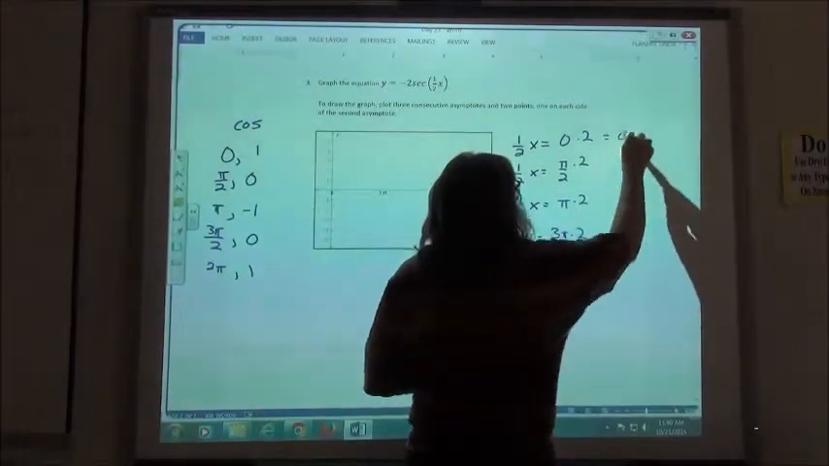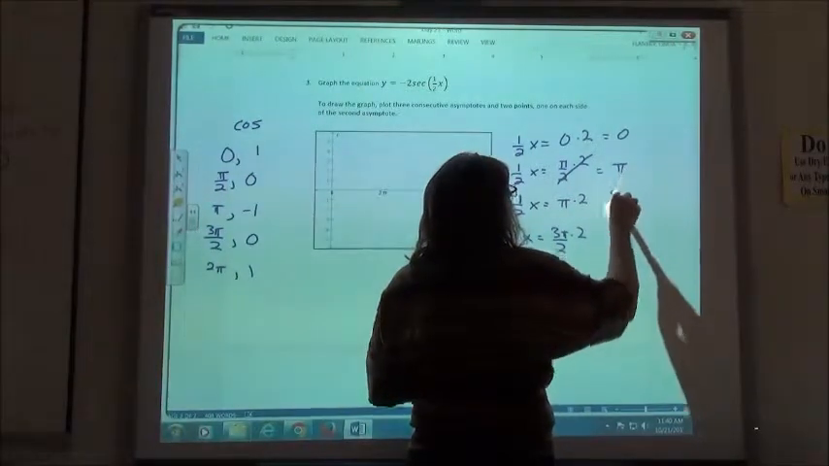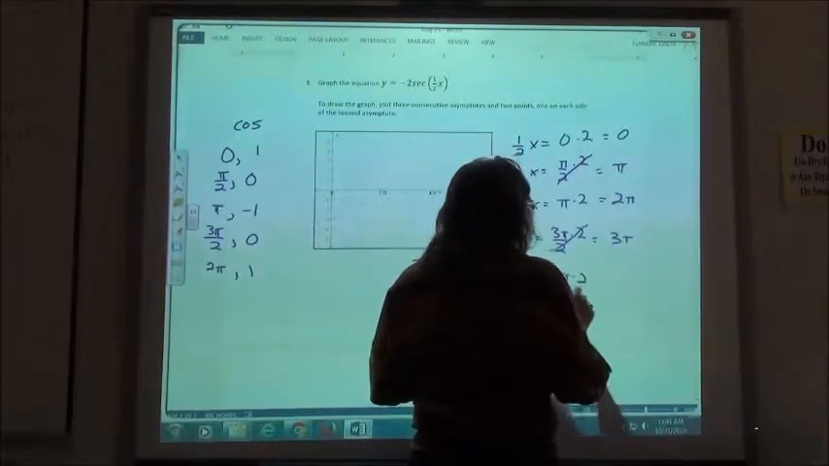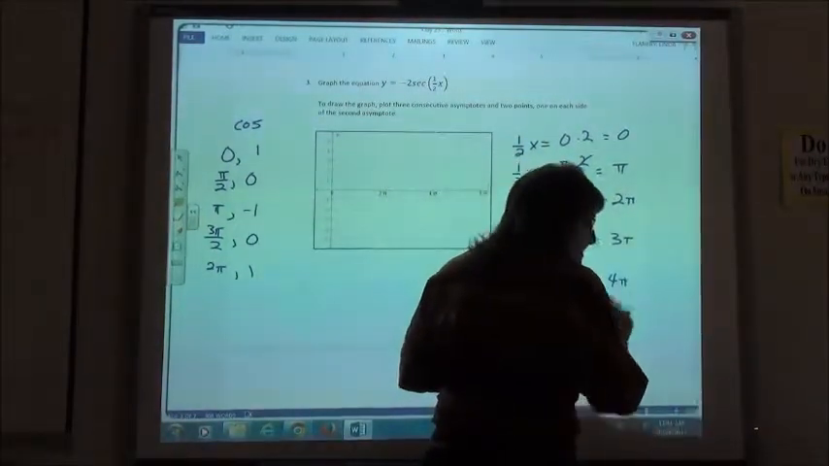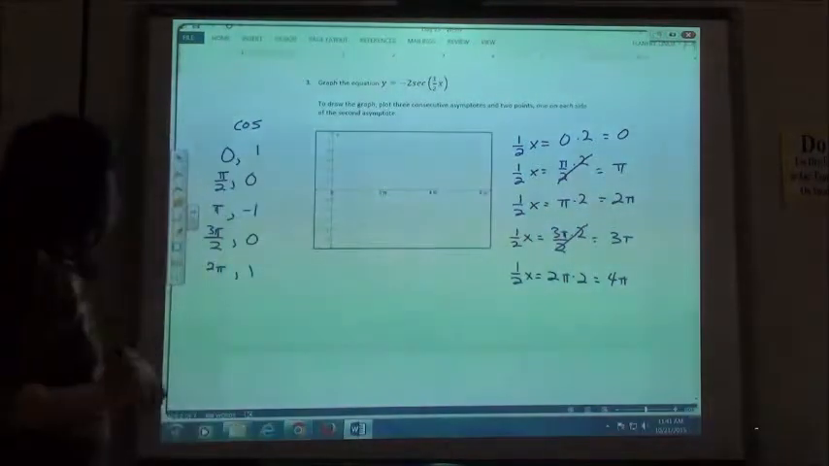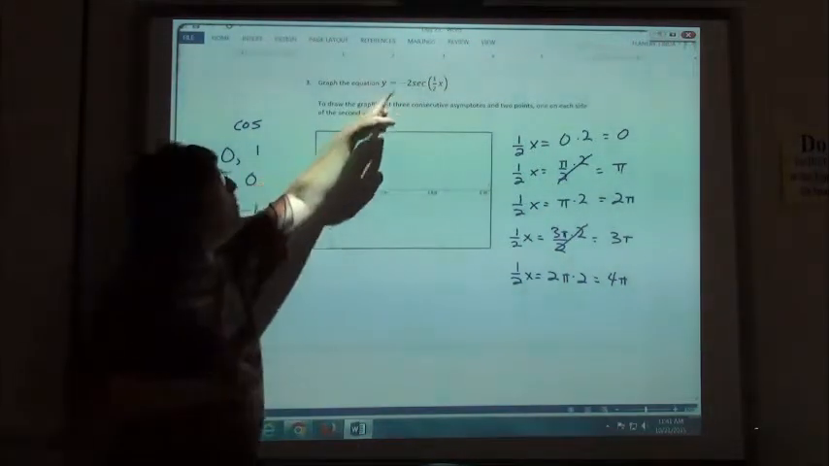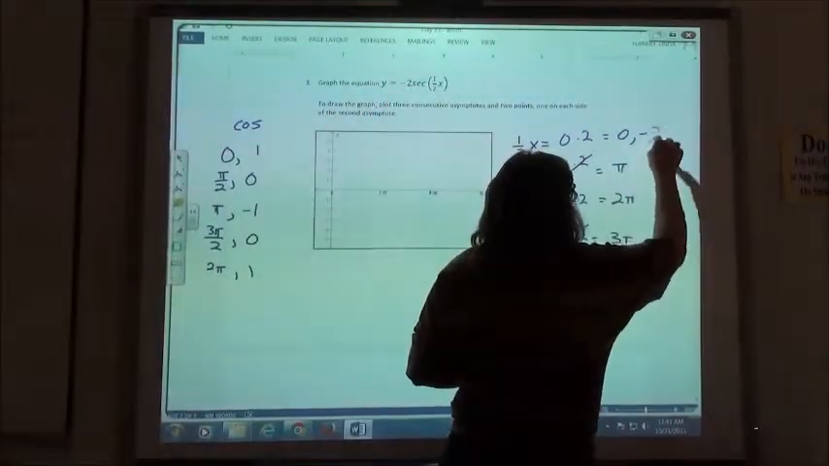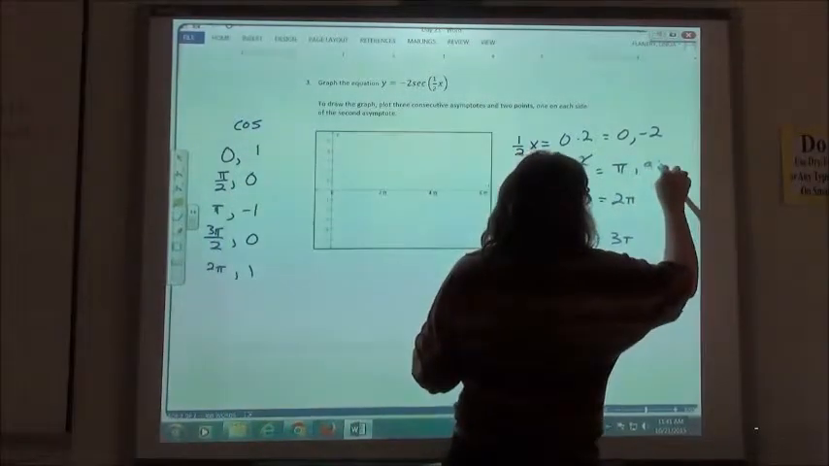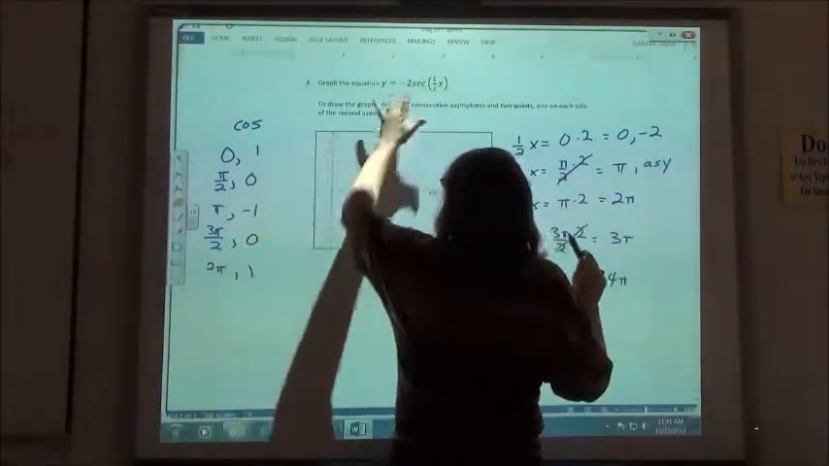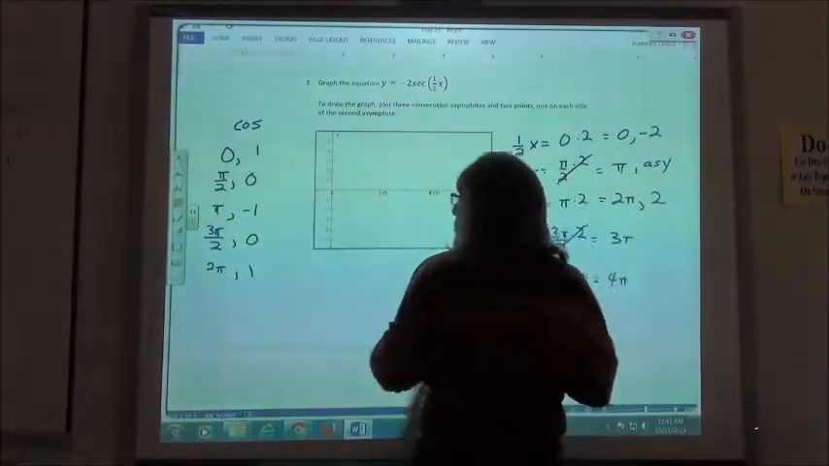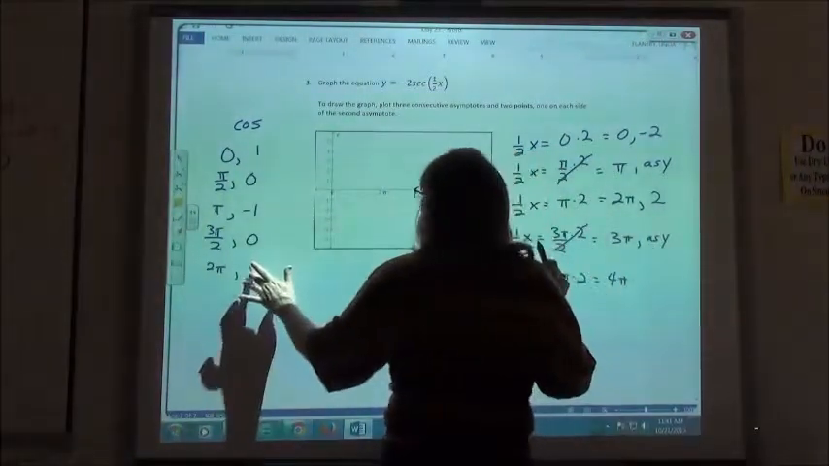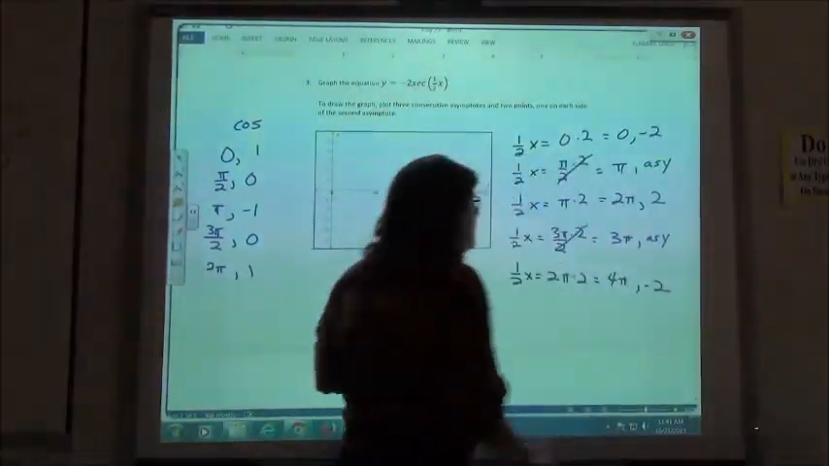So 0 times 2 is 0. Here, 2's cancel out. I get pi. Pi times 2 is 2 pi. Here the 2's cancel out. I get 3 pi. And 2 pi times 2 is 4 pi. Here, I am going to go in the negative direction first. 1 times negative 2 is going to give me negative 2. Here I'm going to have an asymptote. Here, negative 1 times negative 2 means I'm going to go to positive 2. Then I'm going to have another asymptote. And then 1 times negative 2 means I'm going to go to negative 2.